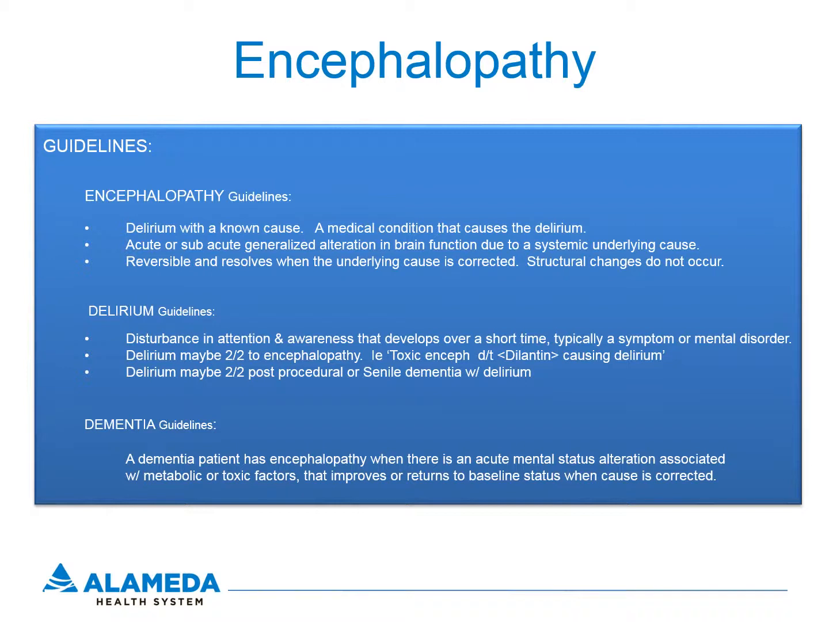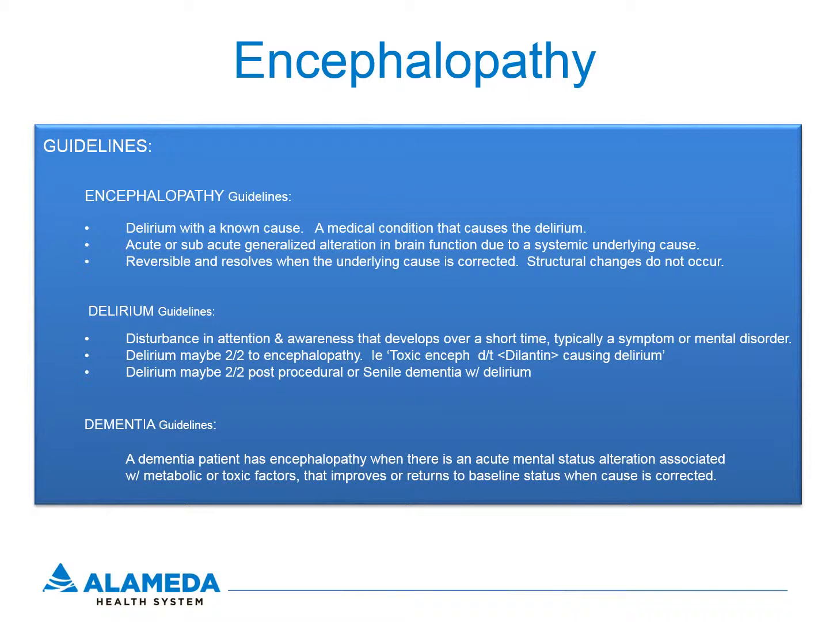Now, dementia is an actual, recognized diagnosis, which has a certain baseline that is permanent, right? So a dementia patient can also have encephalopathy, and it's important that you distinguish that the patient's baseline is dementia, but with encephalopathy. So a patient can actually have dementia, delirium, and encephalopathy. The delirium is a symptom. Dementia is their new normal, their underlying baseline, and they can have encephalopathy on top of that.